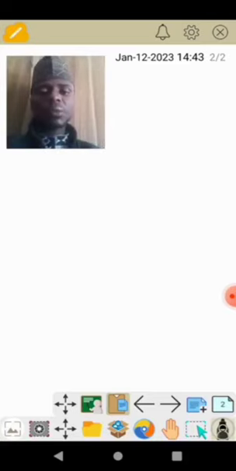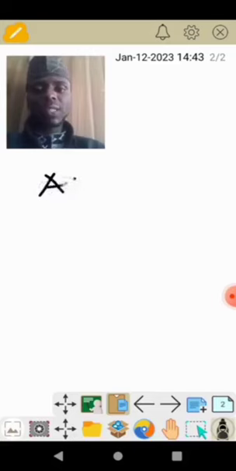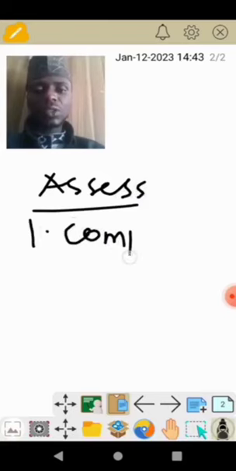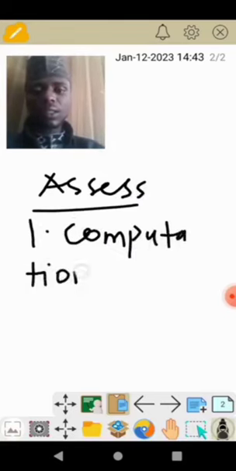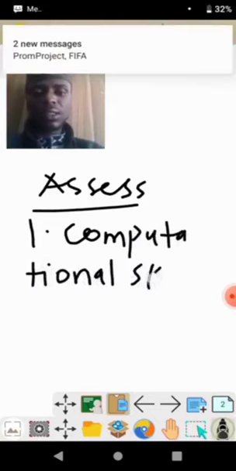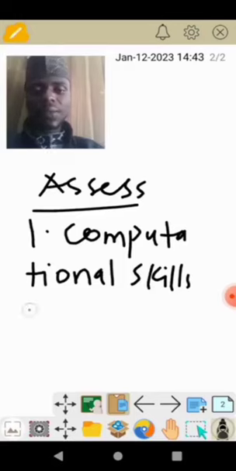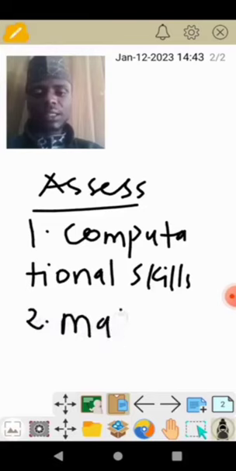The first thing we said is what mathematics questions assess. What do they assess from a student? What do they test? First of all, mathematics questions test two things. The first thing they test is your computational skills. And the second thing they test is your mathematics reasoning. They test your math reasoning.